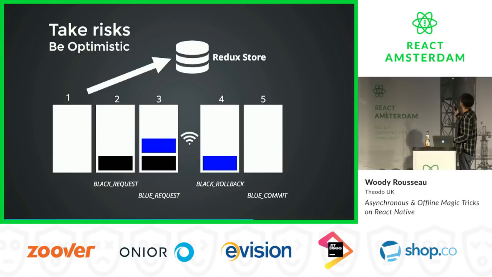So, for instance, in that case, the black request failed. So maybe you want in your reducer to update the UI to reflect that there's been a failure. But it did get out of the queue because the request was sent to the server. And then the blue request actually succeeded. So in most cases, you won't want to do anything in your reducer when it succeeded because you've been optimistic. But maybe you actually need some extra data from the server to update further your UI. So you may want to also listen to this commit action type.